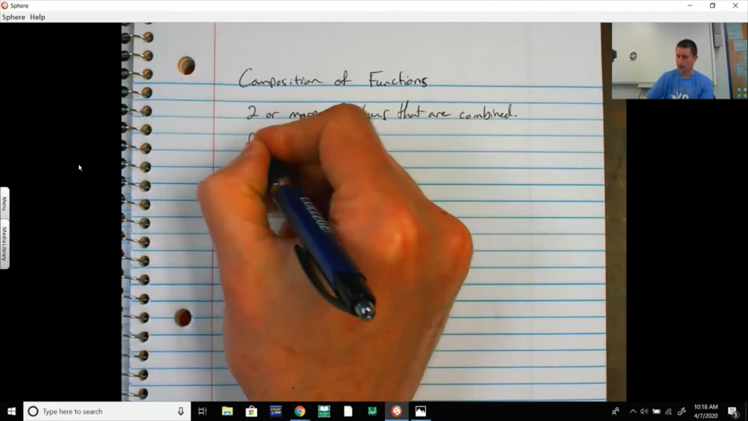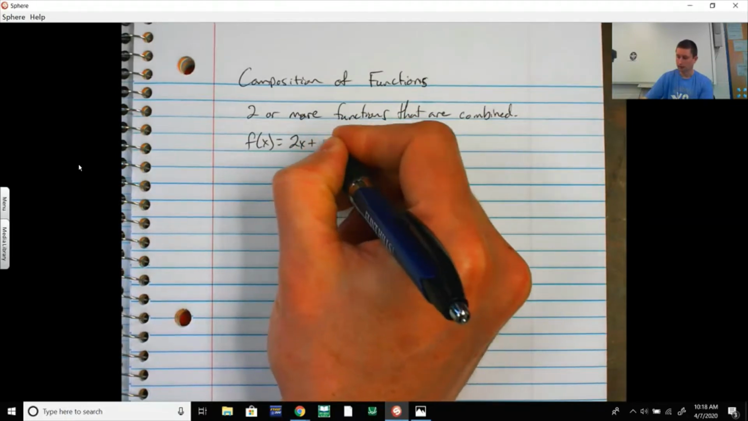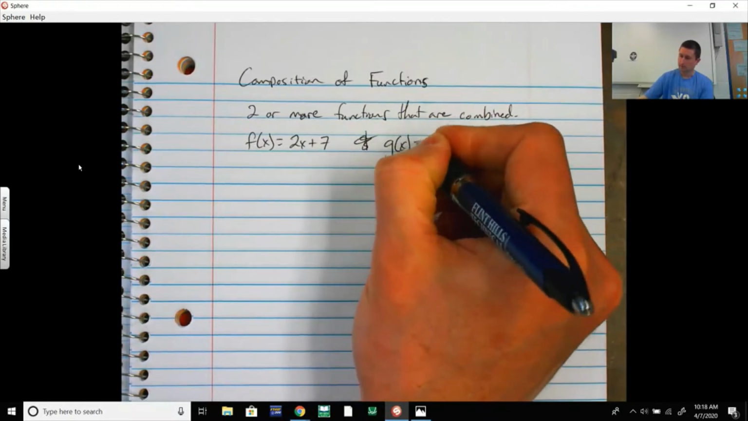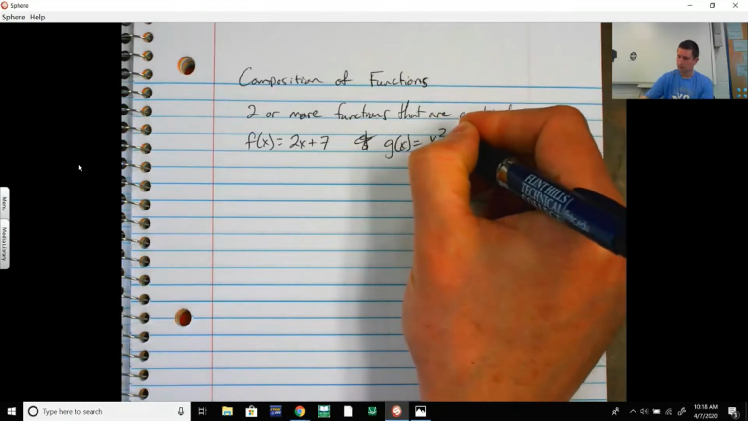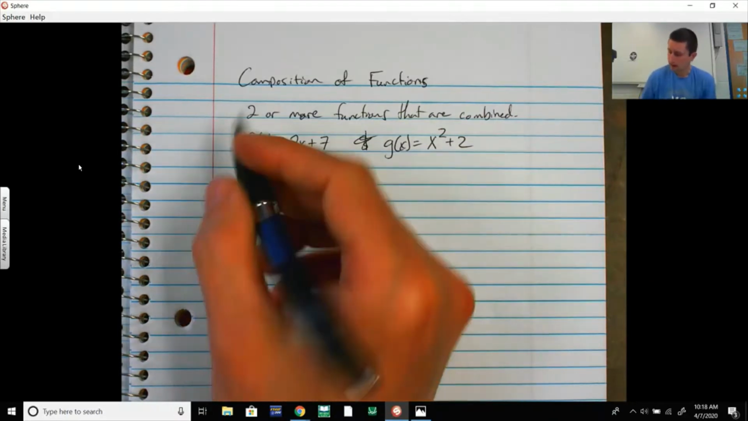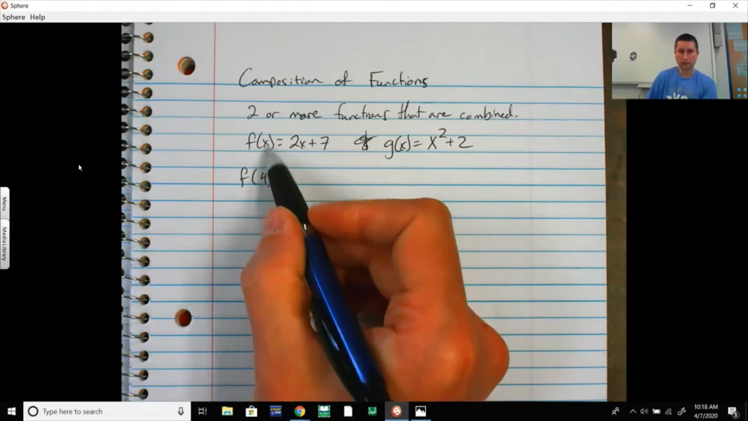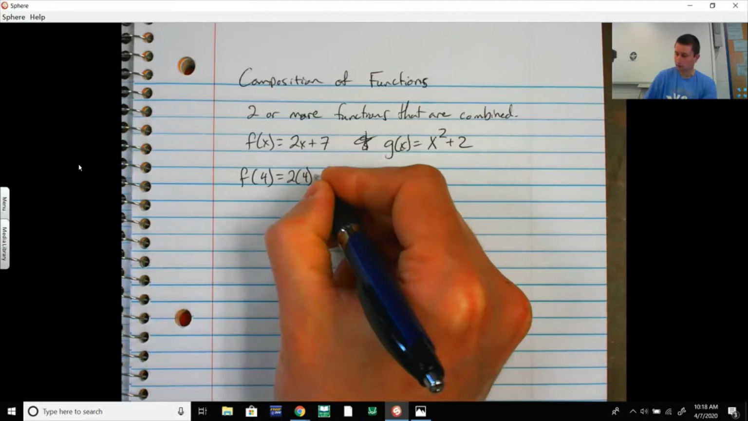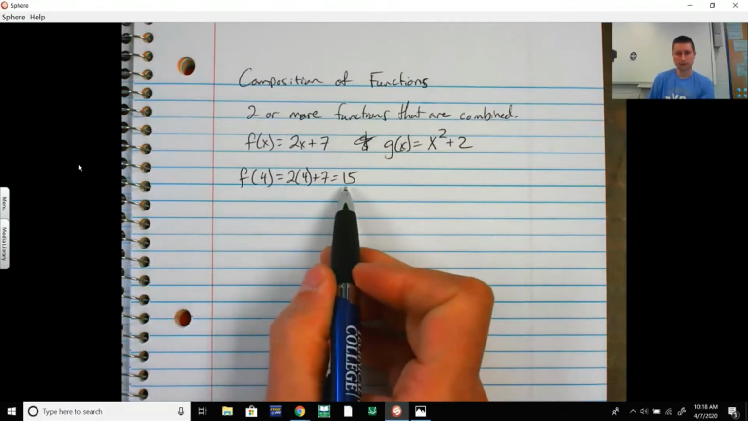So let's say f of x, this is a function, is 2x plus 7. And let's say g of x is x squared plus 2. So remember, with a function, if we just want f of 4, I replace the x with a 4, so everywhere I see an x, I have to replace it with a 4. So 2 times 4 plus 7, so 8 plus 7 is 15, so f of 4 is 15.